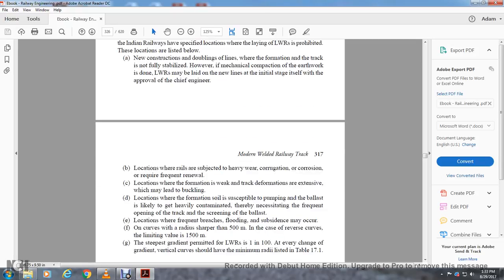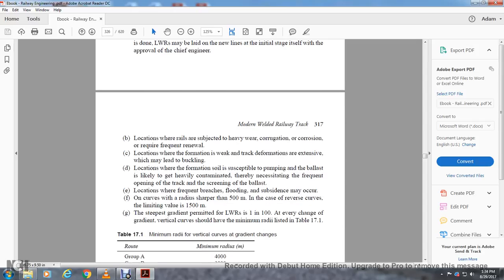B. Locations where rails are subject to heavy wear, corrugation, or corrosion and require frequent renewal. Locations with weak formation, where track deformation is extensive and may lead to buckling. Locations susceptible to pumping of the ballast and likely to be heavily contaminated, thereby necessitating frequent opening of the track and degrading of the ballast. Locations with frequent breaches, flooding, or subsidence, and curves of radius sharper than 500 meters. In this case, reverse curves have a limit value of 1500 meters.